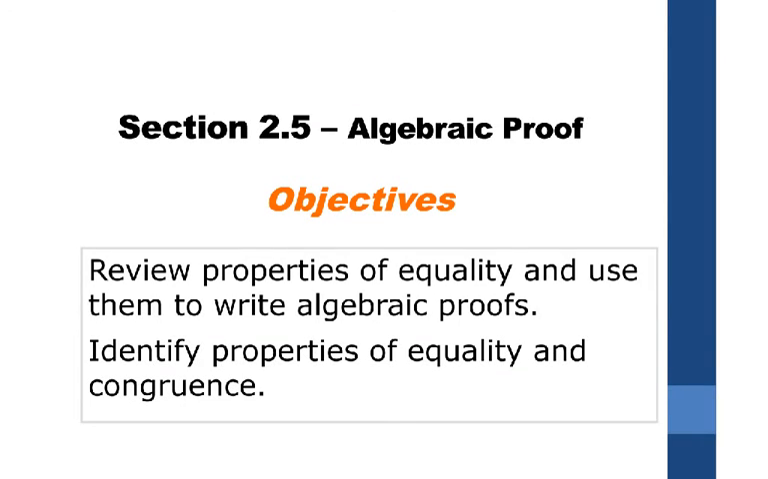Hey geometry class, today we're going to be looking at section 2.5, algebraic proof. So here's where it starts getting interesting. We start out with some equations and things that you should know how to solve, and we put it in a proof format called two-column proofs. And so here are our objectives. We're going to review properties of equality and use them to write algebraic proofs, and identify properties of equality and congruence. So let's get started.